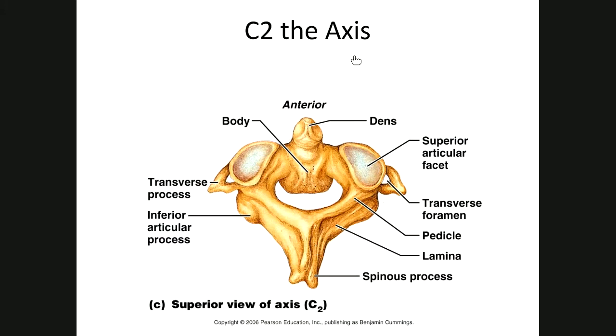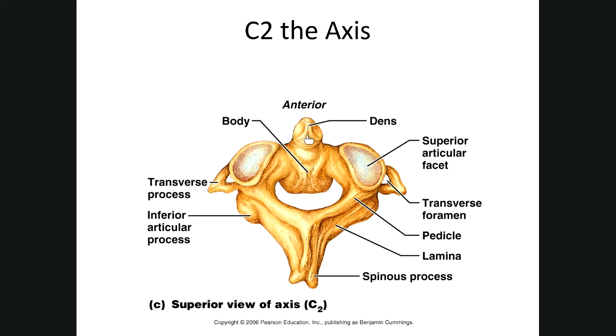Here's C2, which is called the axis. It's called the axis because it has this tooth-like structure coming up that the atlas rotates around. And I've got a picture in just a minute that'll show you that, because the atlas sits on top of here, and by the atlas holding your head, when you do yes and no movements, it pivots around this post here called the dens. Dens means tooth. It's called the dens or the odontoid process.